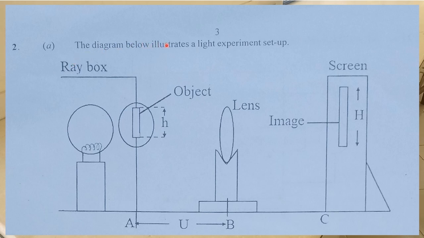The diagram below illustrates a light experiment setup. So this is a ray box, this is the object, and this is the height of the object. We also have a lens and a lens holder. This is a screen and this is the image on the screen, and this is the height of the image.